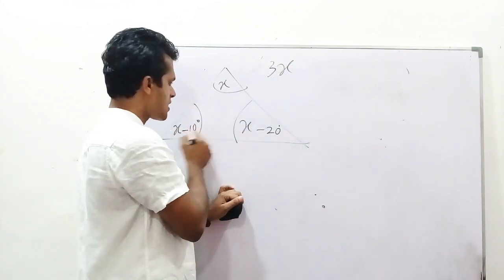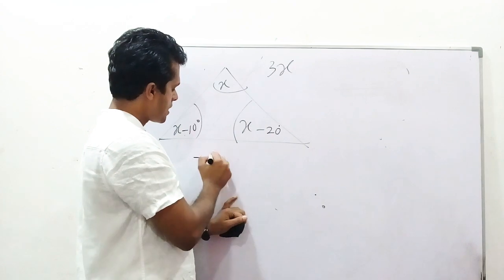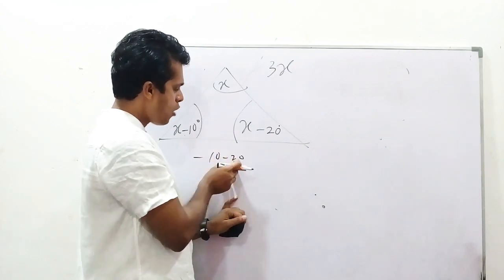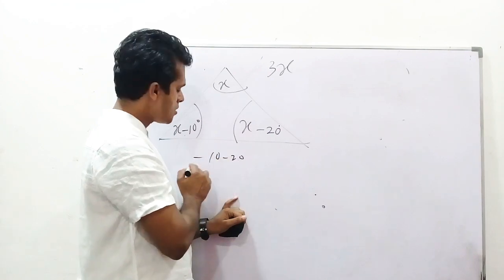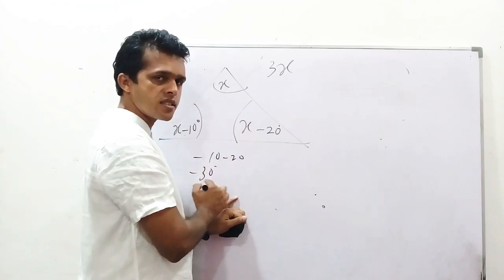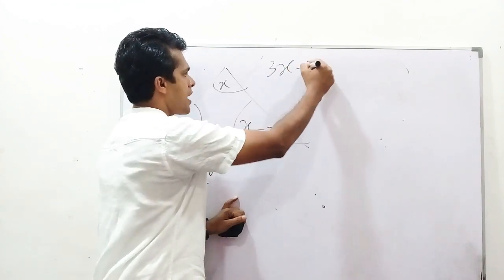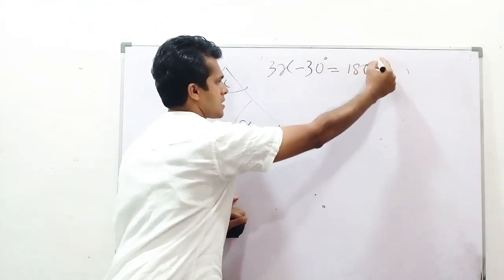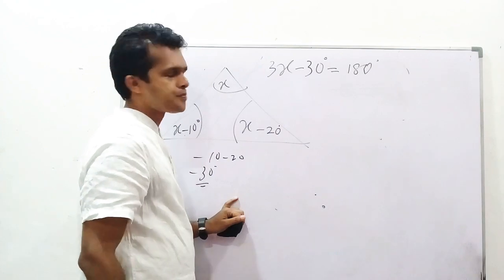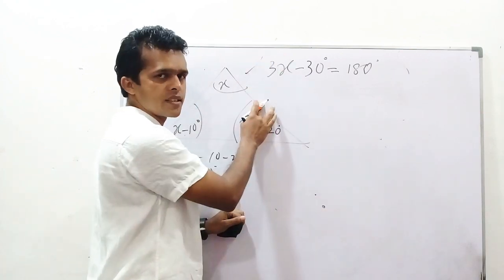3x, here minus 10 minus 20. You have to add these two values. So minus 10 minus 20 is minus 30. So 3x minus 30 equals 180 degrees.